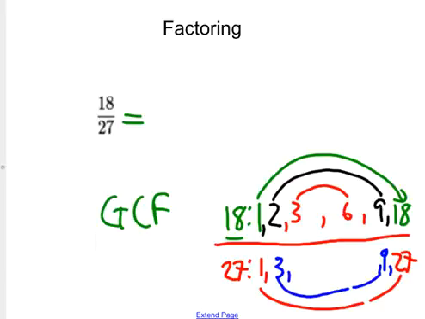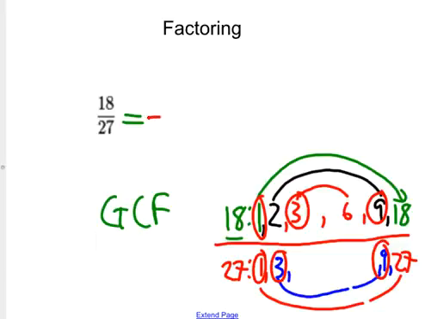So then I look for the greatest common. Common means the same in both lists. Now I have 1 and 1, but 1 is kind of a useless number. Not really, but it can be. 3 and 3 are common, and then I have 9 and 9. But 9 is my greatest common factor. So what I'm going to do is divide top and bottom by 9.